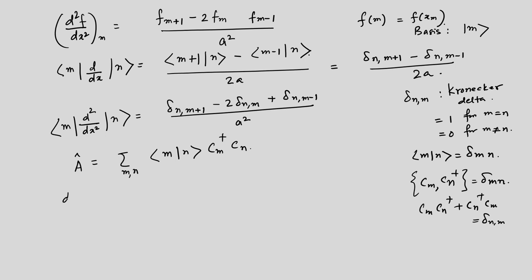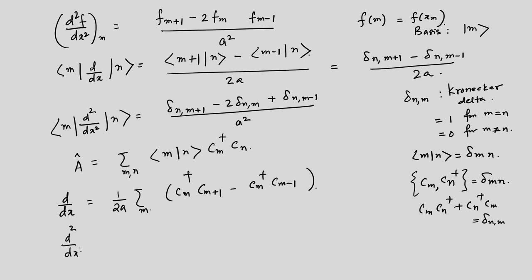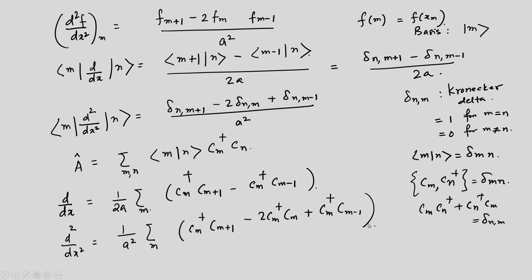So, if you use those definitions that we have just written above, then this is equal to 1 over 2a, which can come out of the integral, and this is like c_m dagger c_m plus 1 minus c_m dagger c_m minus 1, and so on. So, this is the d/dx operator, and similarly the d2/dx2 operator can be written in a similar fashion, which has 1 over a square in the denominator, and then you have c_m dagger c_m plus 1 minus 2 c_m dagger c_m plus c_m dagger c_m minus 1. And I am just following these definitions that we have said.